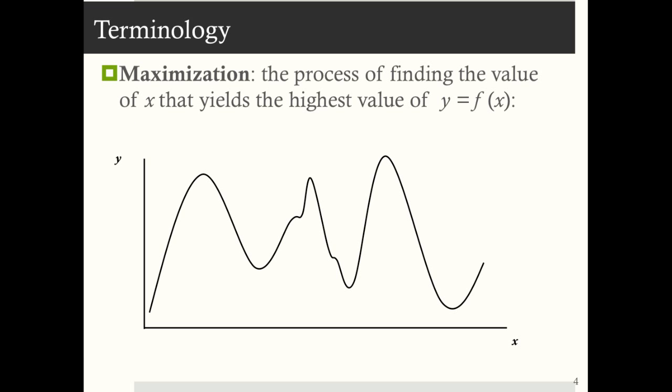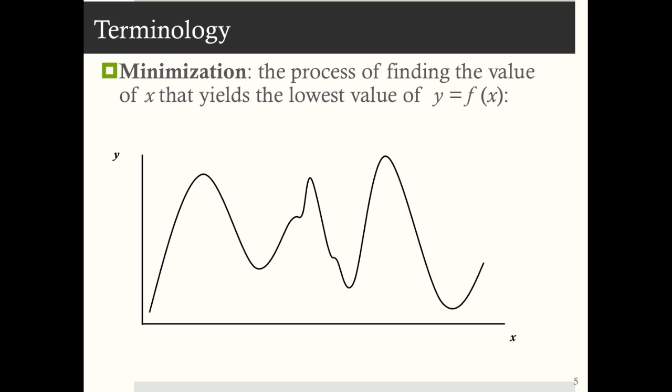So let's look at maximization and minimization on a graph very briefly. Maximization is the process of finding the maximum, the value of x that yields the highest value of y equals f of x. On this little sketch of this graph, and you'll never see functions that look like this in this class, we would find maxima here at a, d, and g. And minimization is the process of finding the value of x that yields the lowest value of the function y equals f of x. On this graph, we have minimum values at b, f, and h.